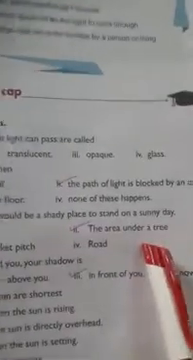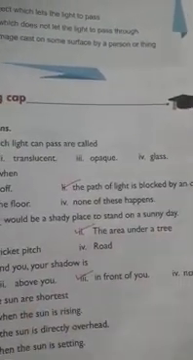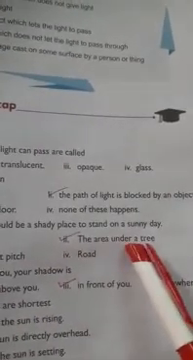Dash would be a shady place to stand on a sunny day. The area under a tree. So on a sunny day, which place is shady? So the area under a tree. We get shade here. When the sun is behind you, your shadow is in front of you in the opposite direction. Shadows made by the sun are shortest at midday when the sun is directly overhead.